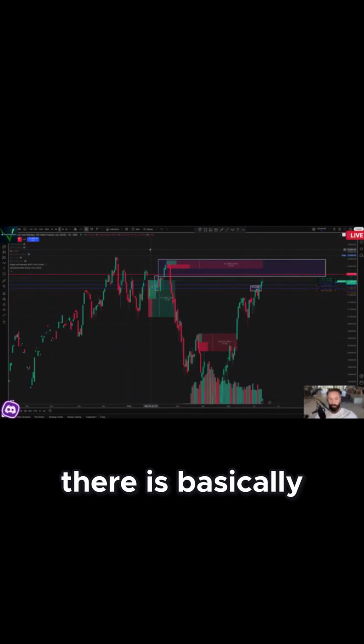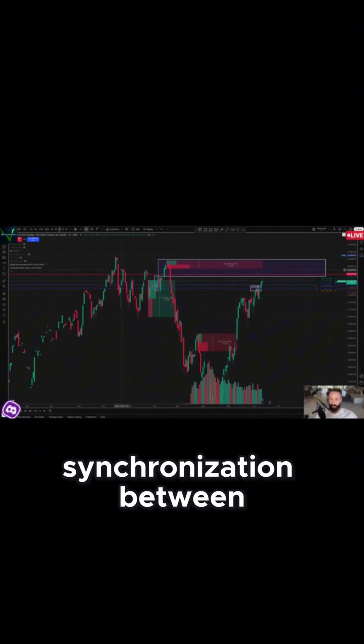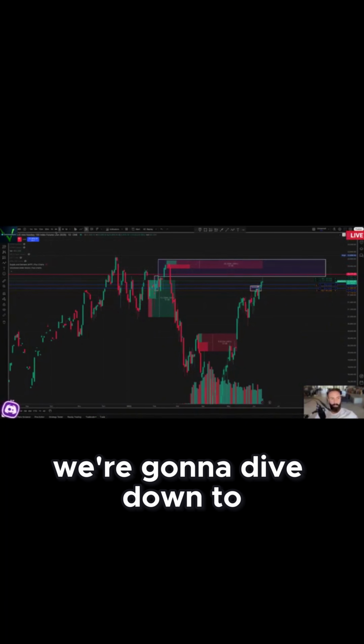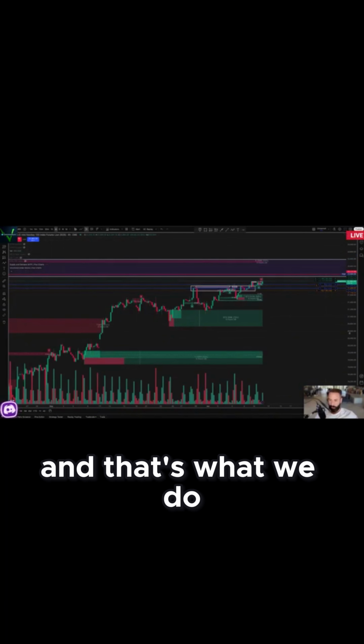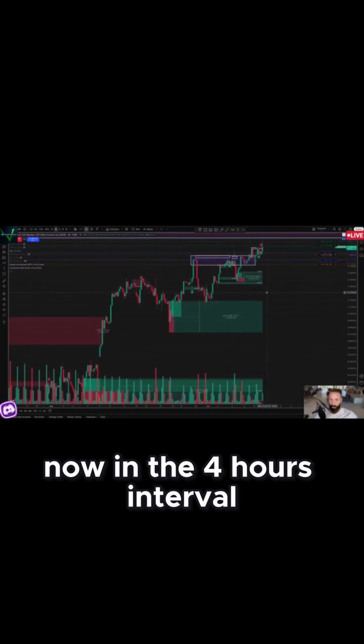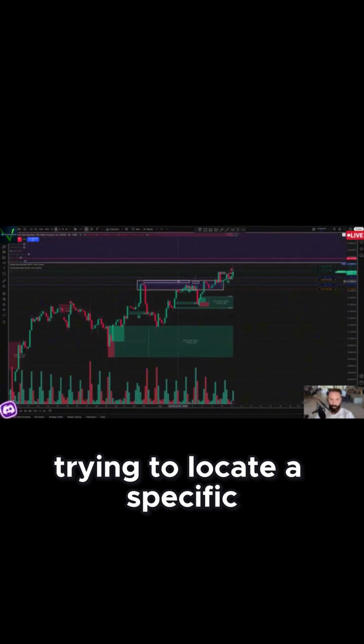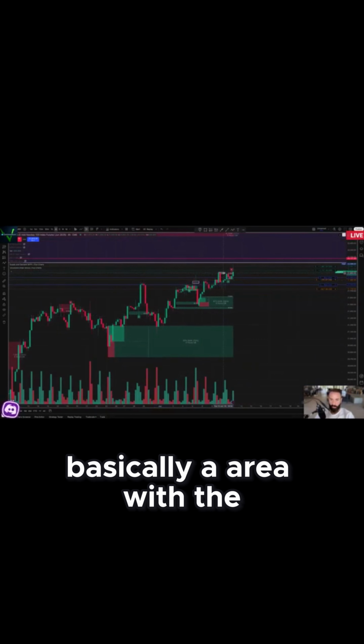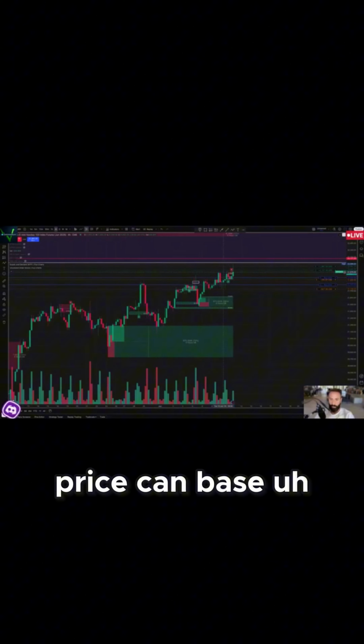Now we're going down. There is basically synchronization between the weekly and the daily interval, which is great. Now we're gonna dive down to the 4 hours interval, and that's what we do. Now in the 4 hours interval, we're gonna try to locate specific pool areas, basically an area where the price can hit and reverse.